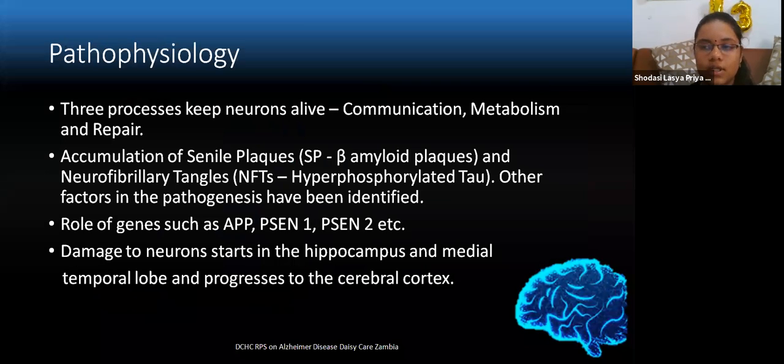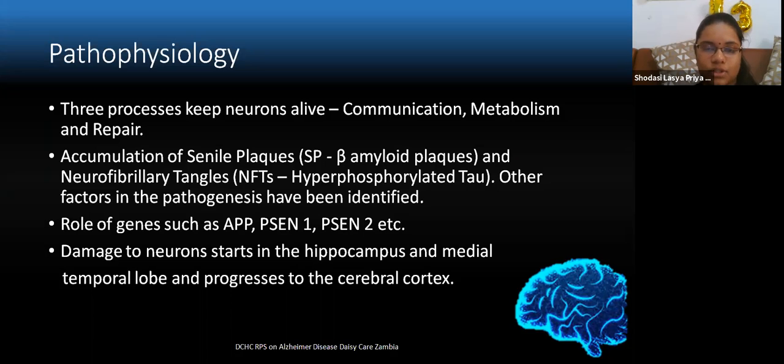Pathophysiology. Now we'll discuss what goes wrong if we have Alzheimer's disease. As we talked about neurons in the previous slide, they need three processes that keep them alive. They need to communicate with each other, metabolism or chemical changes need to happen, and they must be able to repair themselves if they are damaged. In Alzheimer's disease, there is an accumulation of senile plaques and neurofibrillary tangles. These are proteins that accumulate in the brain and are linked to the formation of Alzheimer's disease. These are the two primary markers that affect our brain, leading to Alzheimer's disease.